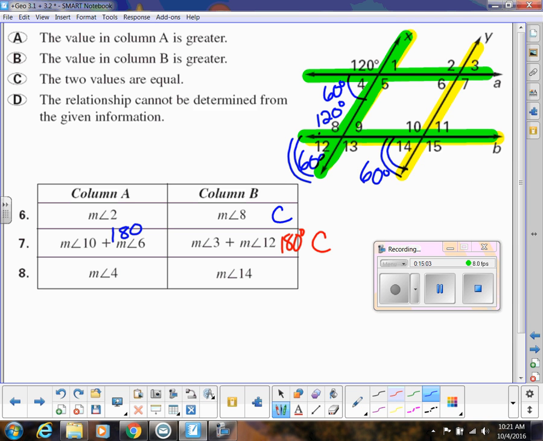Another way you could have looked at that is 4 and 8 are same side interior, so those would add up to be 180. All right, so these are both going to be 60 degrees. So again, we have that those are equivalent.